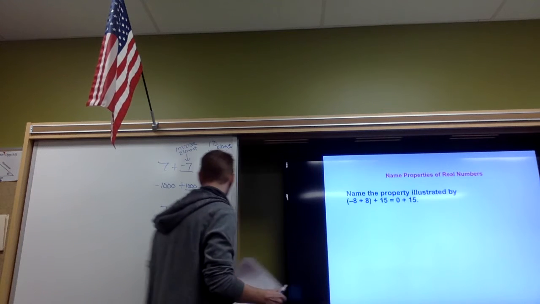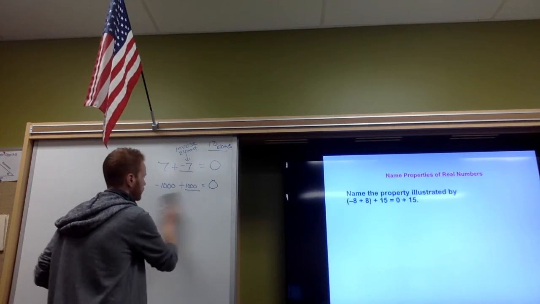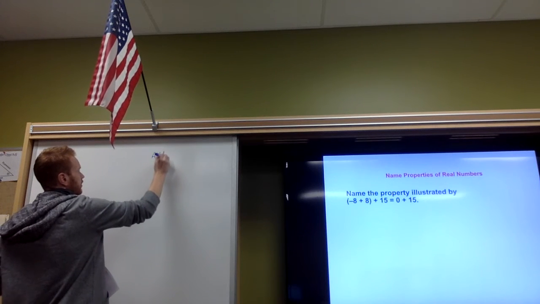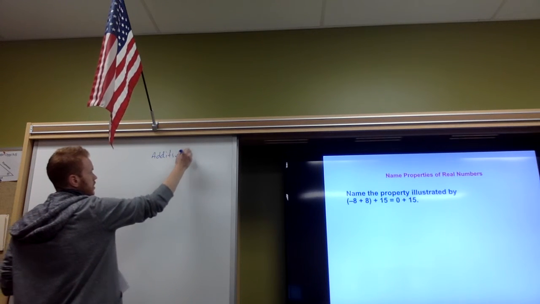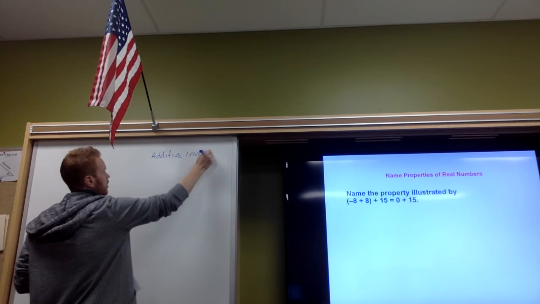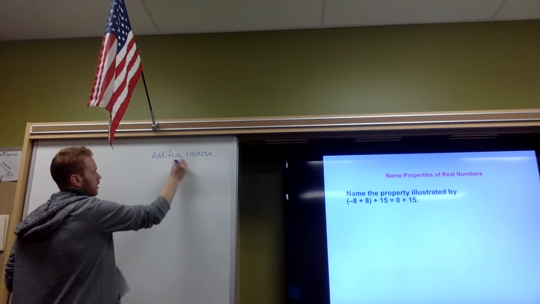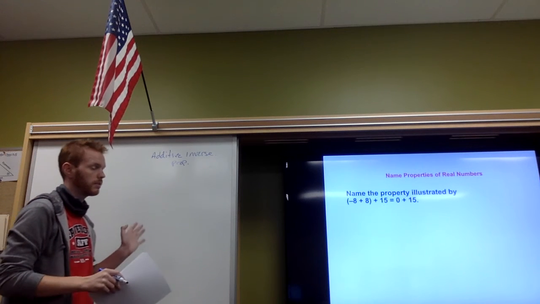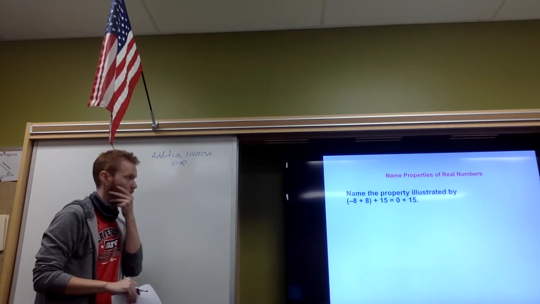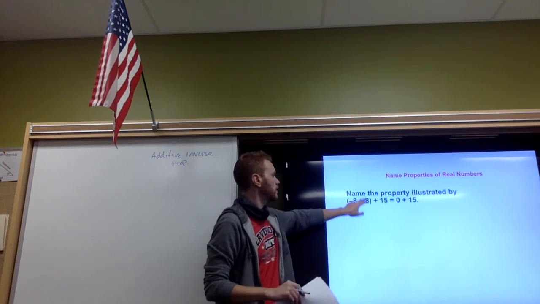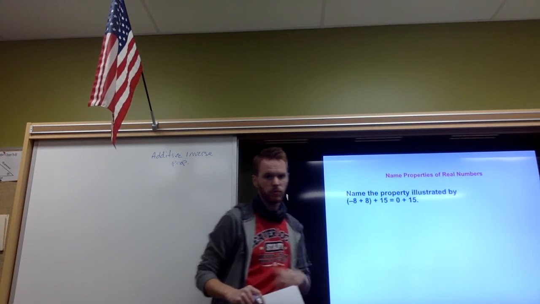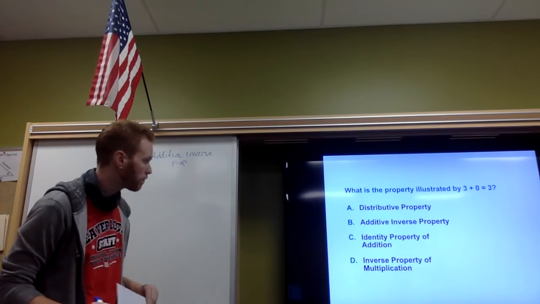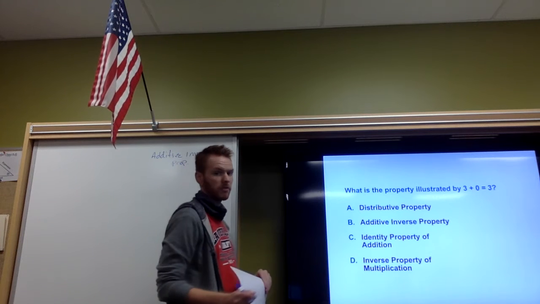So I'll write it down over here so you have it. For this one, it's the additive, or the addition, inverse property. That's what's being illustrated here. They took a number, added the opposite of it, and got 0. So that was the inverse. Next, what property is being illustrated by 3 plus 0 equals 3?